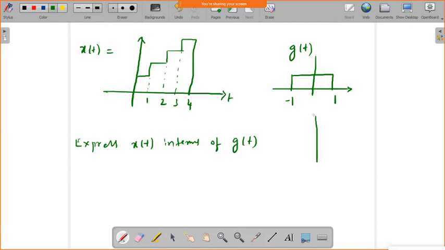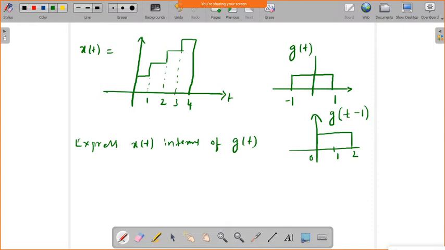So first we will do some operation on the g of t signal, such that it will give the first one. So how can we do that? In order to get 0 to 1, first I need to shift the signal. How many units do I need to shift the signal? First I need to shift the signal by 1 unit. What will happen? If I shift the signal by 1 unit, it will be from 0 to 2. Is it not? So this is how I got the signal.